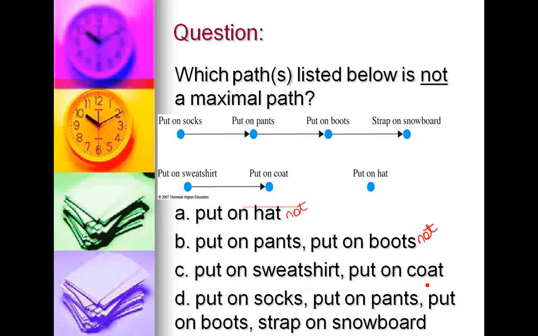Put on a sweatshirt and put on a coat. Source, sink. So that is a maximal path. Put on socks, pants, boots, and strap on snowboard. Socks is a source all the way to a sink. Strap on snowboard. So these two are not maximal paths. These two are maximal paths.